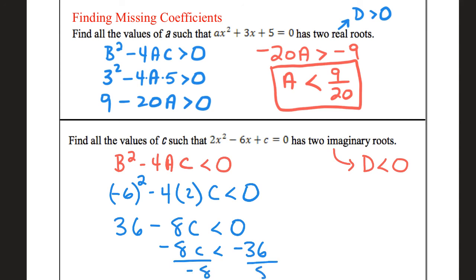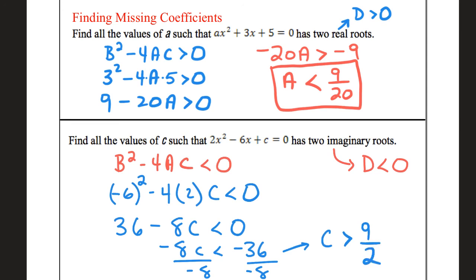Negative divided by negative is going to become positive. I'm going to flip my sign because I divided by a negative, so instead of less than, it's now greater than. Oops, I forgot my negative sign. That's going to be positive 36 over 8. 36 and 8 have a GCF of 4. If you divide both by 4, we can say 9 over 2, whereas a decimal, 4.5.